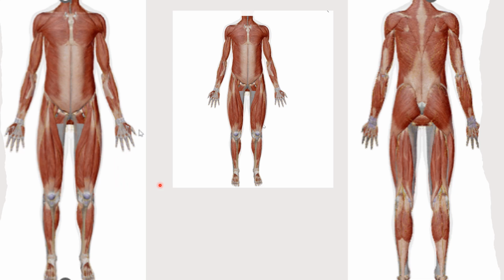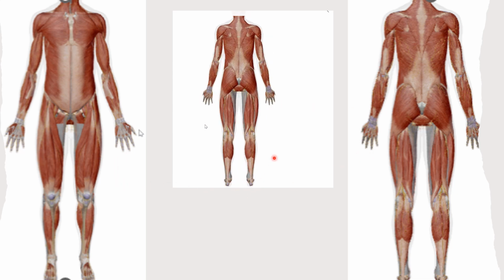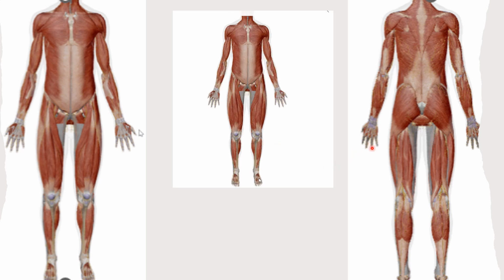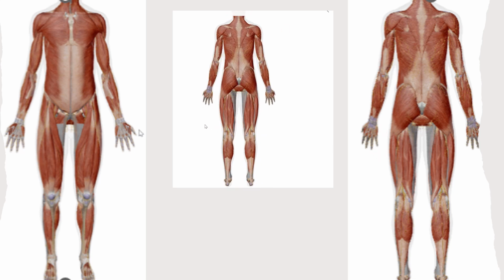When our patient faces backward, we see the posterior aspect of the patient. Also, the posterior aspect of the hand itself is called the dorsal aspect of the hand.